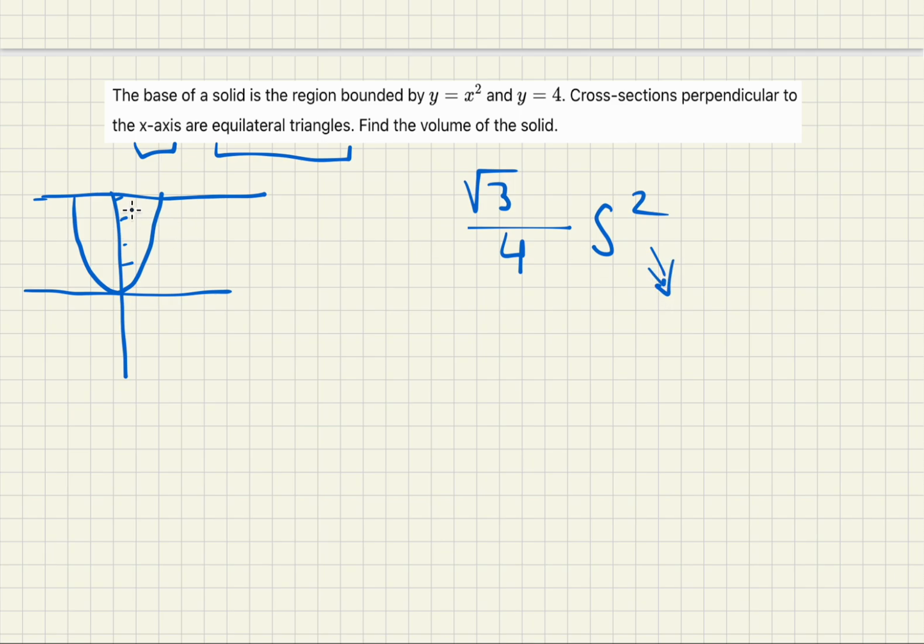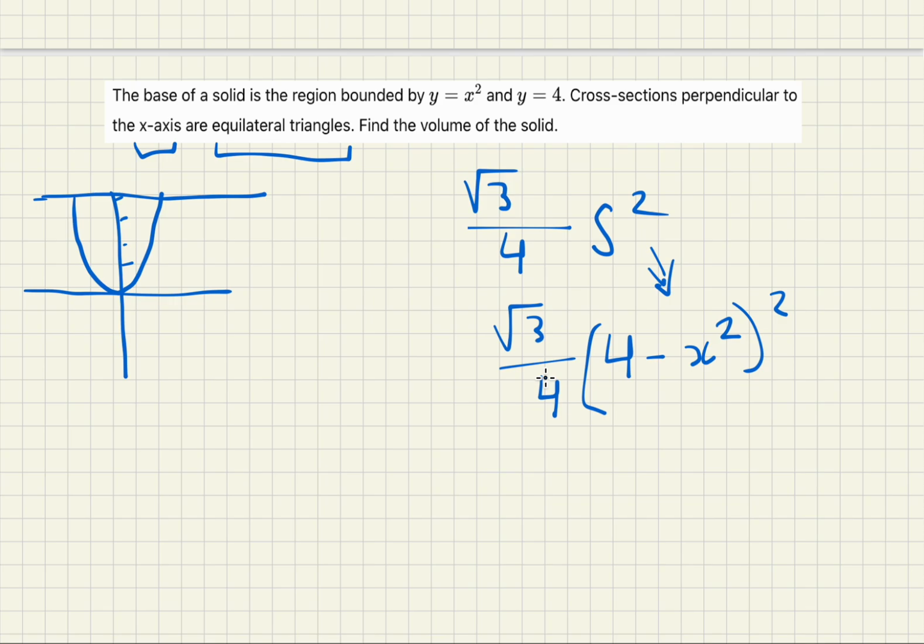So in this case, we can see that the equation y equals 4 is on top, and the equation y equals x squared is on the bottom. So all we need to do is subtract those. 4 minus x squared, which is our value of s. And so this squared times square root of 3 over 4 is our equation.